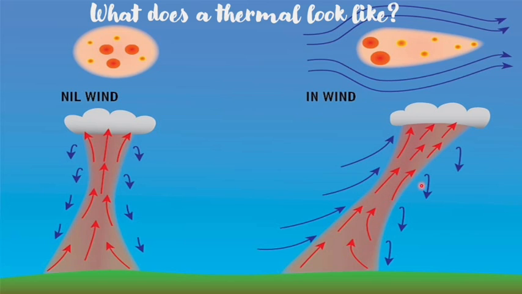And again, on the back side of that thermal, you've got sink, which is why it's important later on that when we do our thermaling and we're going down through the thermal but drifting with the air, that we keep pushing forward. But we'll get to that.